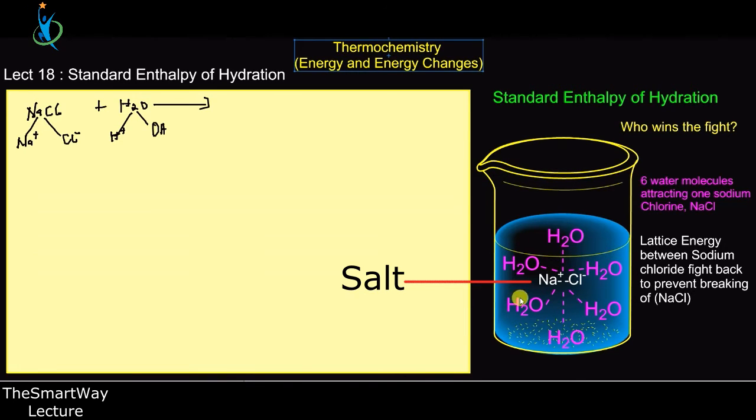Now I have 6 water molecules surrounding 1 sodium chloride, and so there's what we call attraction and repulsion happening at the same time. Because the water contains positive and negative, the salt also contains positive and negative. Now, the negative side of the water is attracting the positive side of the salt. This is attracting the OH of the water. So the negative side of the water molecules is attracting the positive side of the salt.